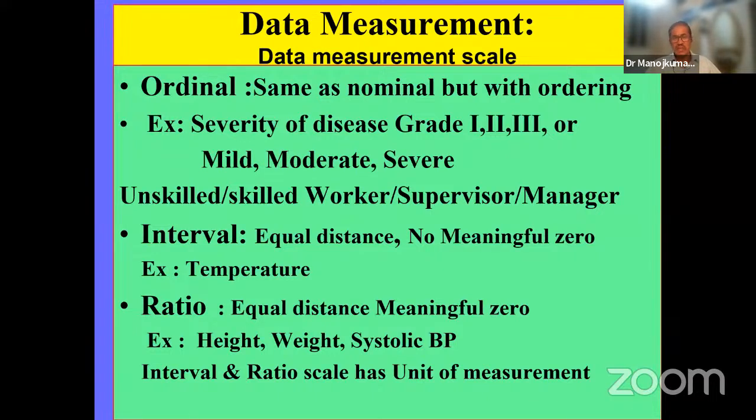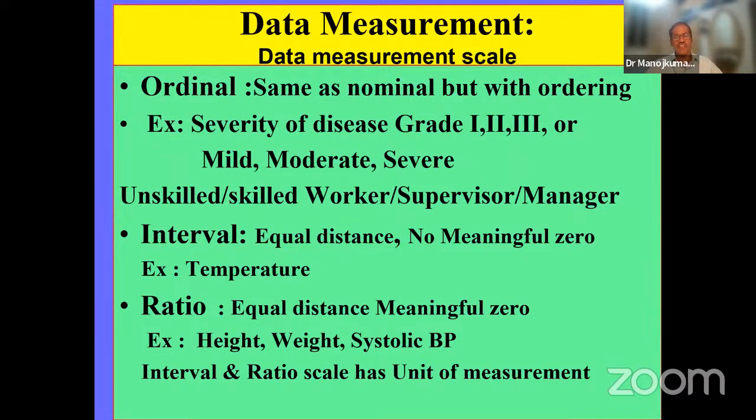Temperature can be negative, so 0 is not a meaningful zero. And it has equal distance, meaning the difference between 40 degrees centigrade and 60 degrees centigrade is the same as between 80 and 100 degrees. So it has equal distance but no meaningful zero. Whereas the ratio scale has equal distance and a meaningful zero: height, weight, systolic BP, age, monthly income. All these variables we call ratio scale. It has equal distance and a meaningful zero.